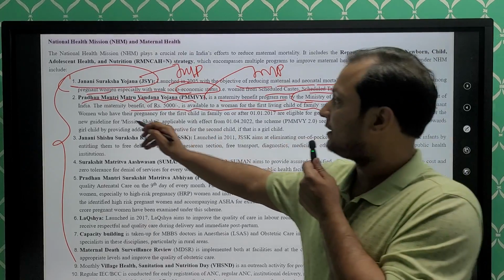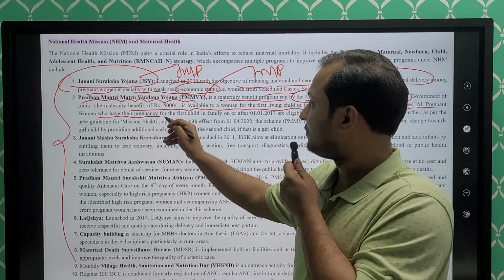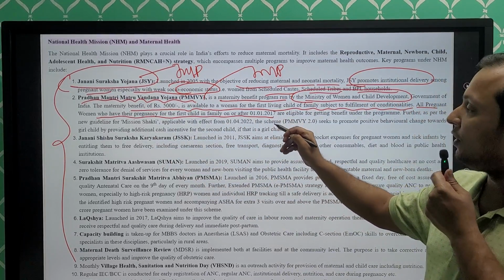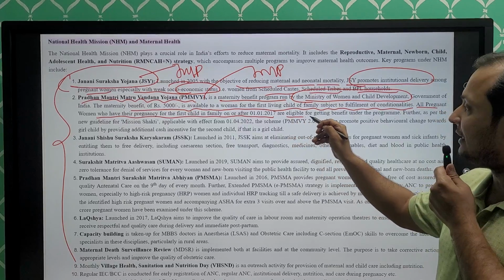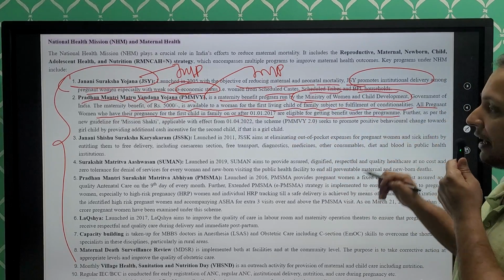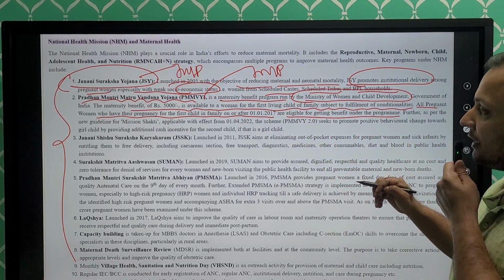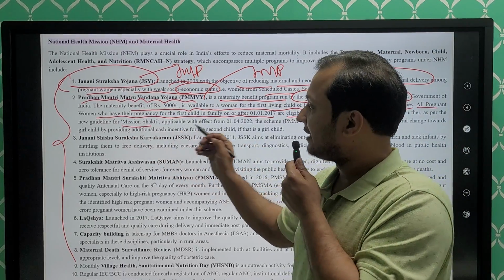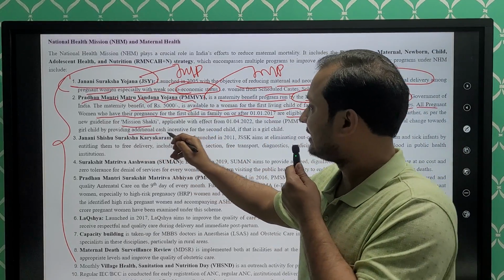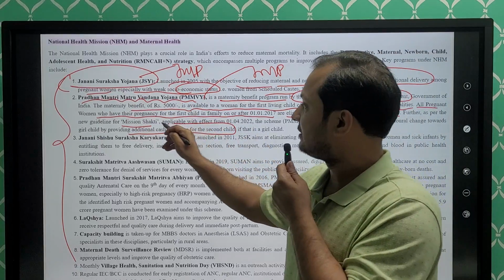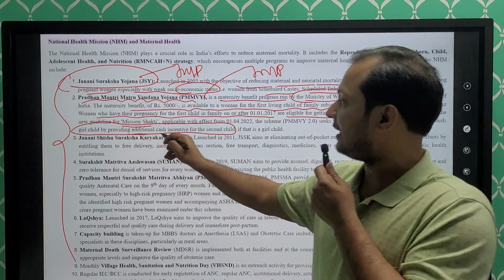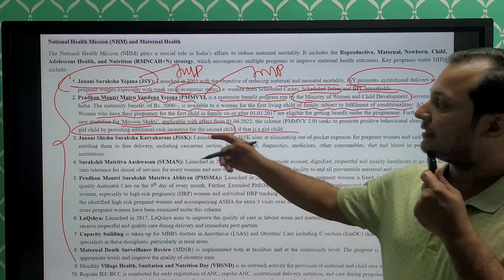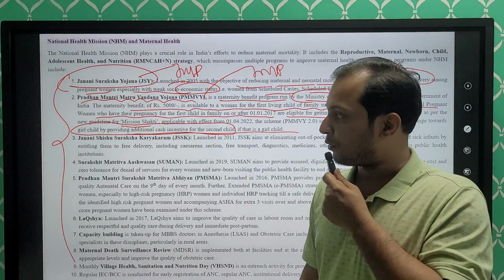All pregnant women who have their pregnancies for the first child in the family on or after 1st of January 2017 are eligible for getting benefit under the program. This is very, very important. And guys, recently under Mission Shakti, there is an additional cash incentive for behavioral change for the girl child. For the second child, if it is a girl child, then cash incentives are also provided.